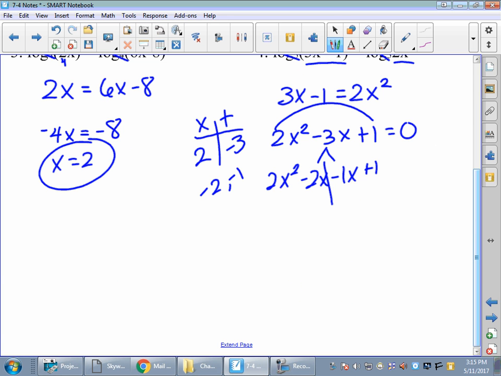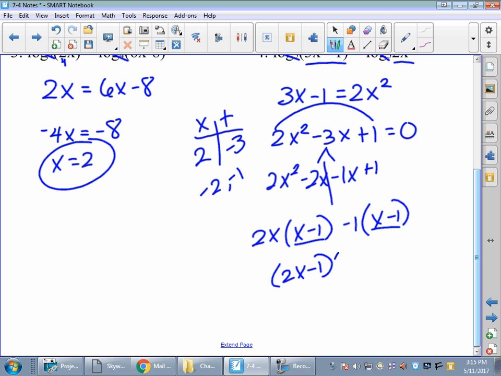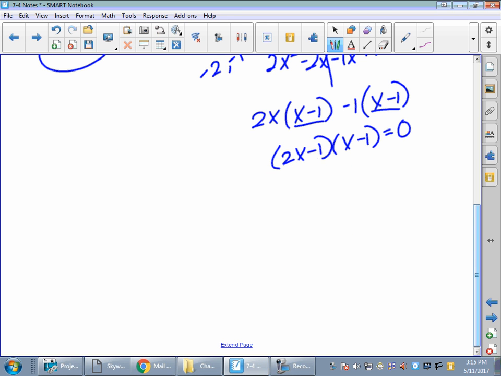And so I factor by grouping. Take out a 2x. I'm left with x minus 1. Take out a negative 1. I'm left with x minus 1. These two match. So I have 2x minus 1 times x minus 1 equals 0. Zero properties tells us that if you have two numbers, which I do, multiplied together to give you 0, one of those two numbers is 0. So either 2x minus 1 is equal to 0 or x minus 1 is equal to 0.